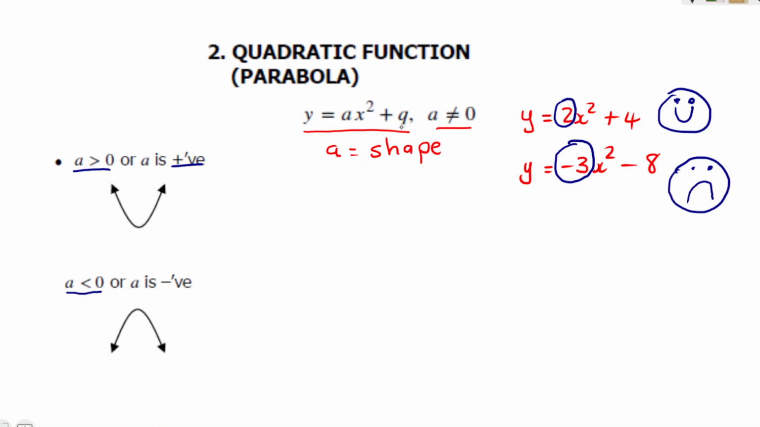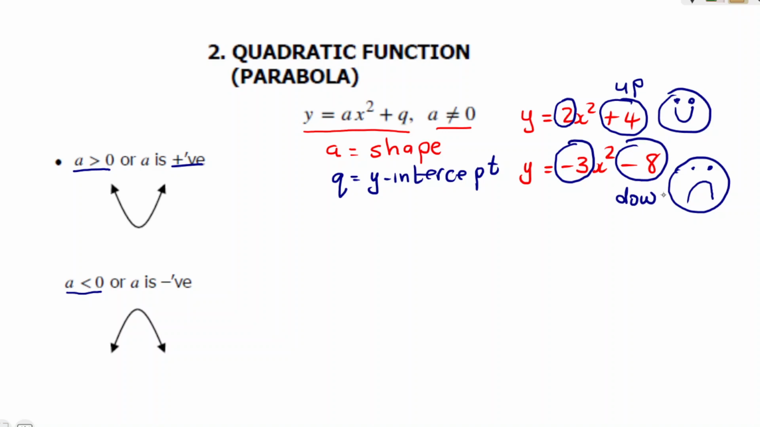Then the q here, the q is the y-intercept. It actually tells us that the graph can be lifted up or it can be pulled down. For example, look at the q here. The q is a positive 4. That means this graph was lifted up 4 units. But look at this q here, it's a negative 8. That means this graph was pulled downwards or shifted downwards 8 units.